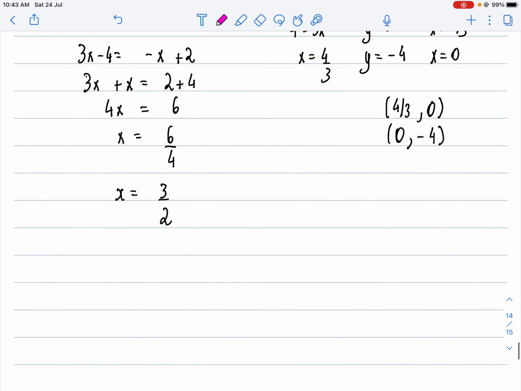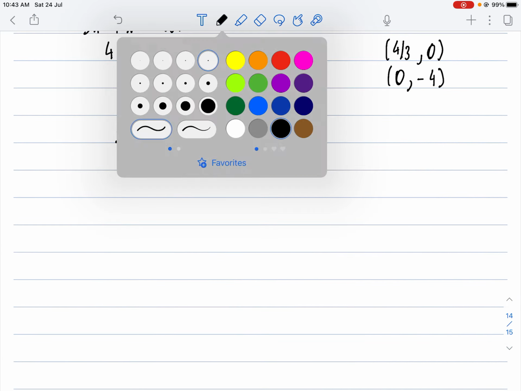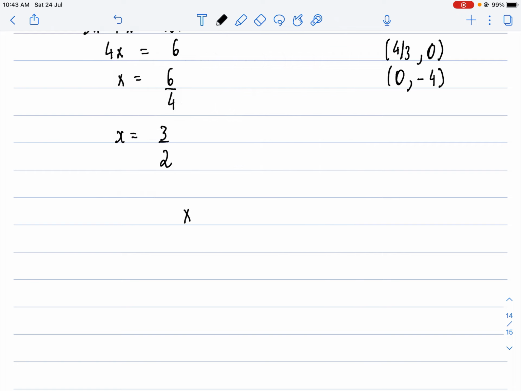That means I simply write my answer here as x more than 3 over 2, as the final answer. Correct? This is what I get as my final answer. So this was the concept of sketching linear and modulus graphs.